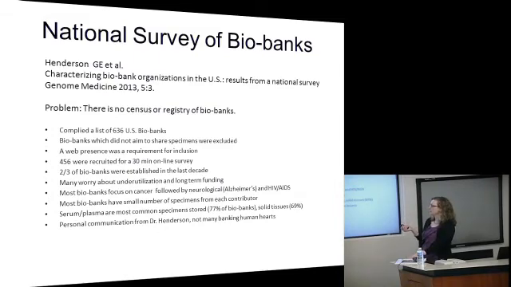Most biobanks have a small number of specimens from each tissue source. Serum and plasma are the most common specimens, followed by solid tissues. And not mentioned in this paper, but a personal communication from Dr. Henderson, was that not many banks were banking human heart tissue.